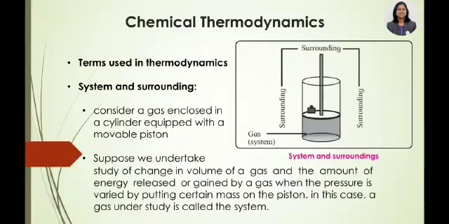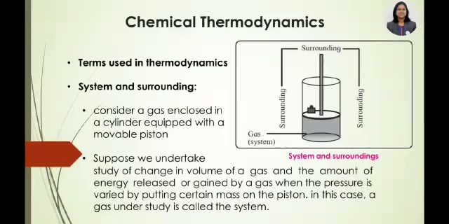Now today we are going to study different terms which are used in chemical thermodynamics, or rather different terms which are related to thermodynamics. First, system and surrounding. Now you can see the diagram, students. Consider a gas enclosed in a cylinder equipped with a movable piston. You can see in the diagram there is a piston which can move in an upward direction or in a downward direction.